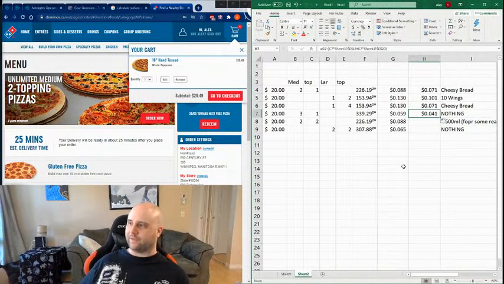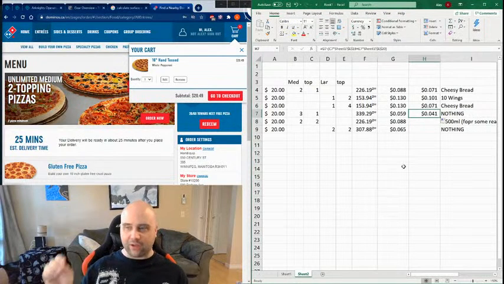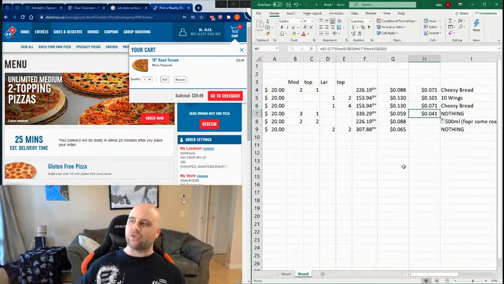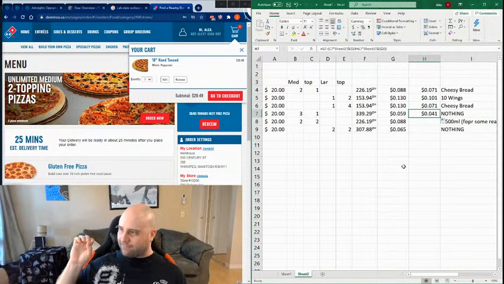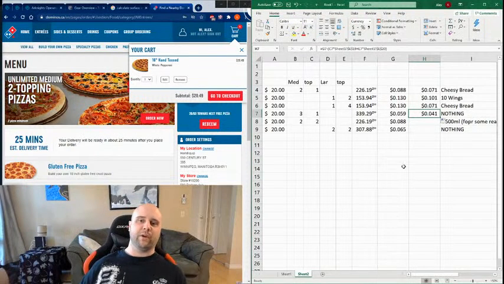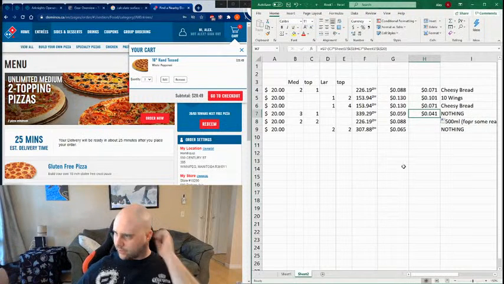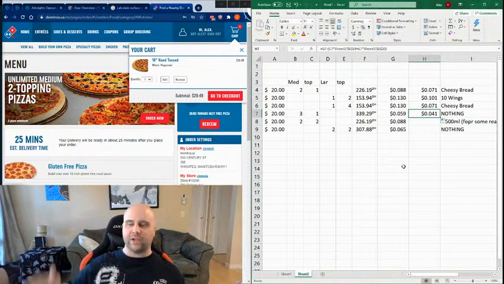4 cents per square inch. You're getting 339.29 inches at 4 cents per square inch when toppings are factored in and subtracted. So this is the 3 medium 1 topping pizzas.